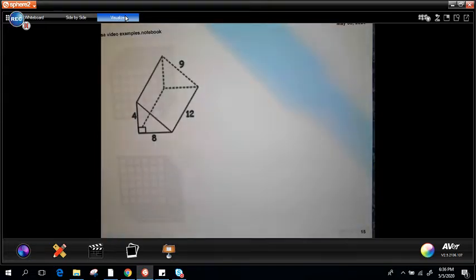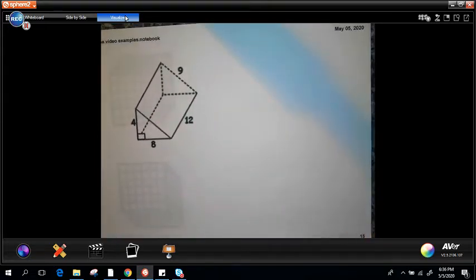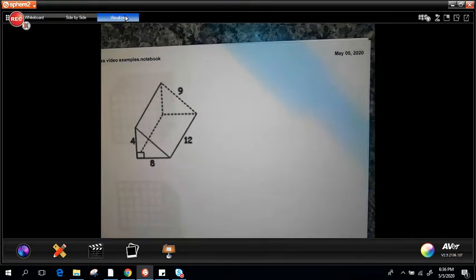So now, let's look at a triangular prism. Remember, when we named these shapes, we named them by their bases. I talked about that in an earlier video. And so, although this looks like it's sitting on a rectangle, that's not the base.